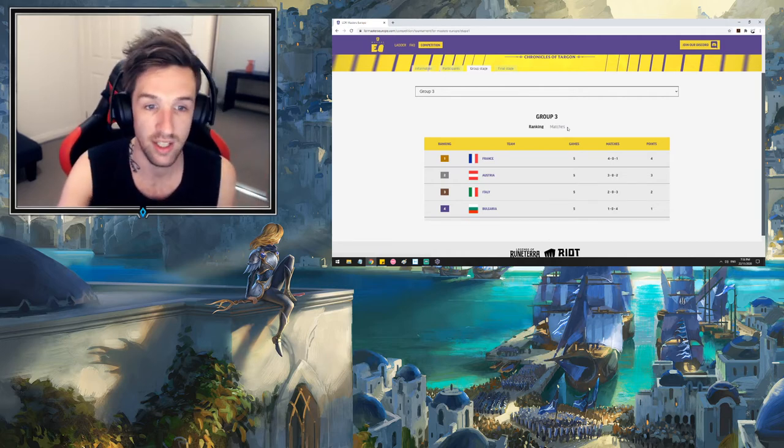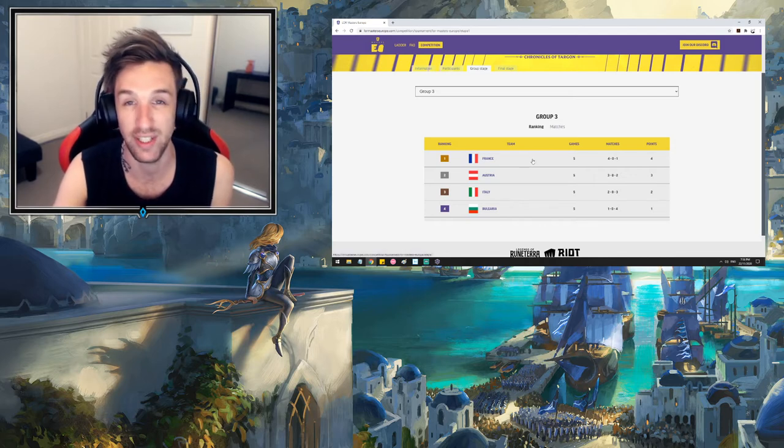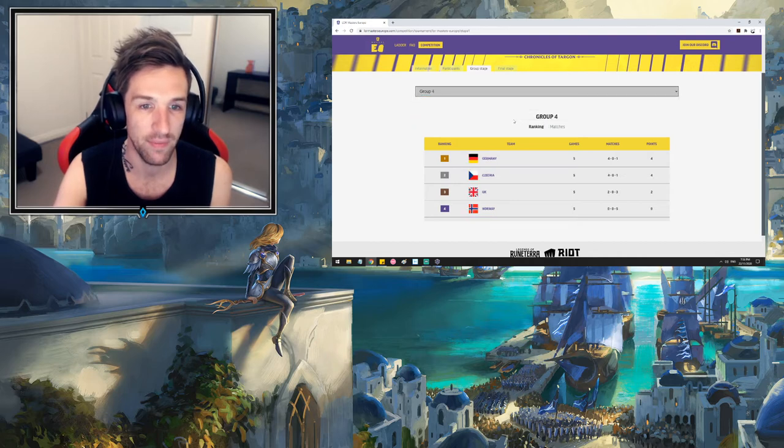So that's going to be a very exciting game between them. Hopefully, maybe Italy wins and forces a tiebreaker and we get some more matches. That'll be fun and exciting. And then the final group we have is going to be Germany, Czechia, UK, and Norway.